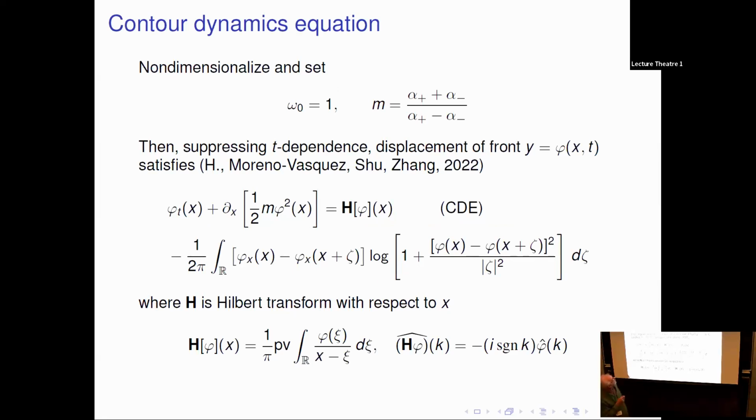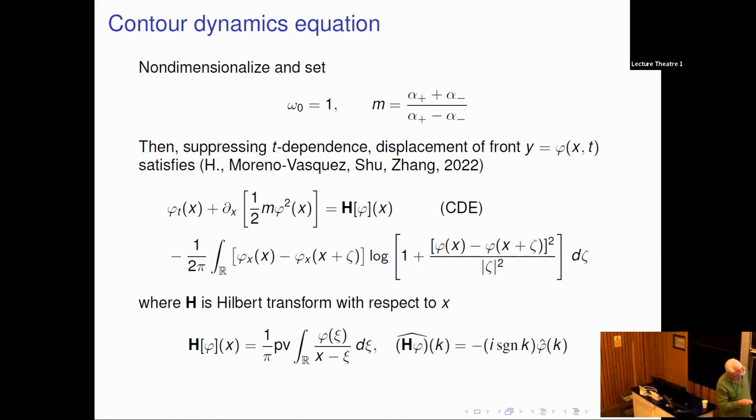Here I'm non-dimensionalizing omega 0 to 1, and this m is the ratio of alpha plus plus alpha minus over alpha plus minus alpha minus. In the symmetric case, that m would be 0, for example. But in the case where you have non-zero on one side and 0 on the other, it will be non-zero. And you extract the linear terms, and you end up with this equation here for the motion of the front. There's a Burgers type term here, d by dx of half m phi squared, depending on this parameter m. And then this is the contour integral term.